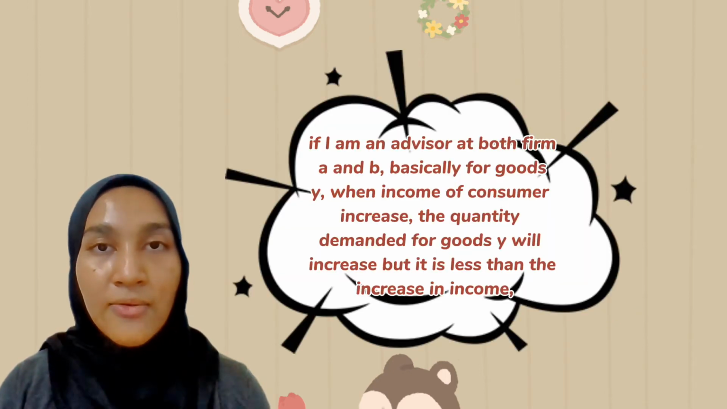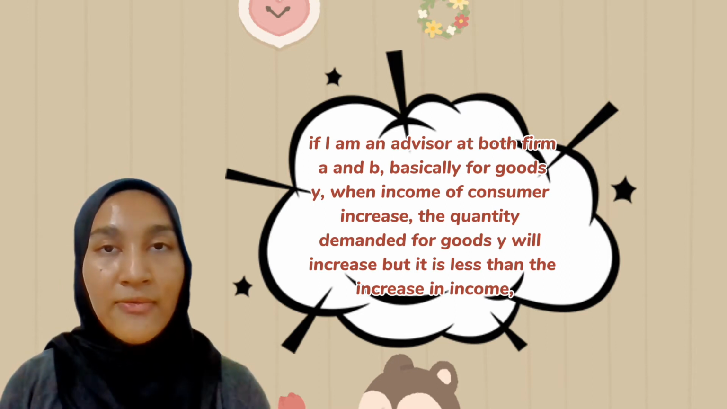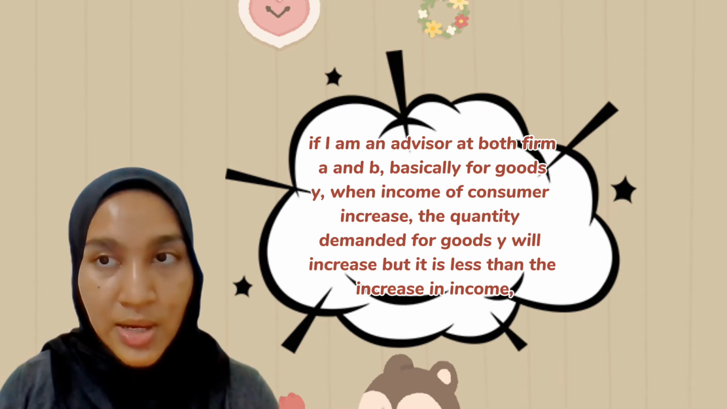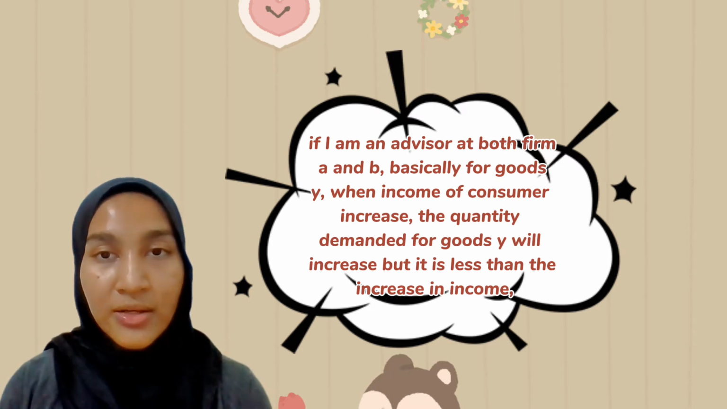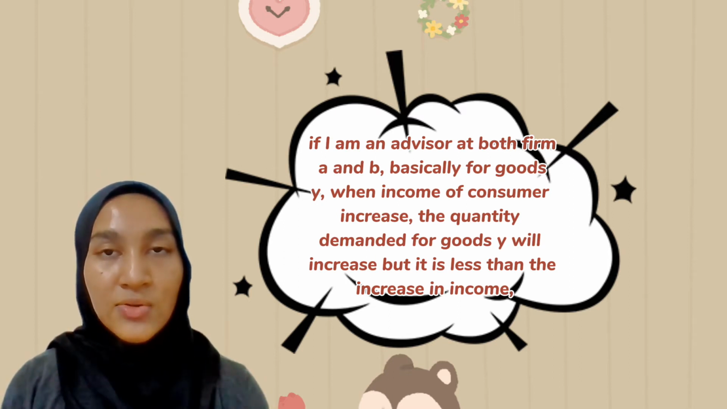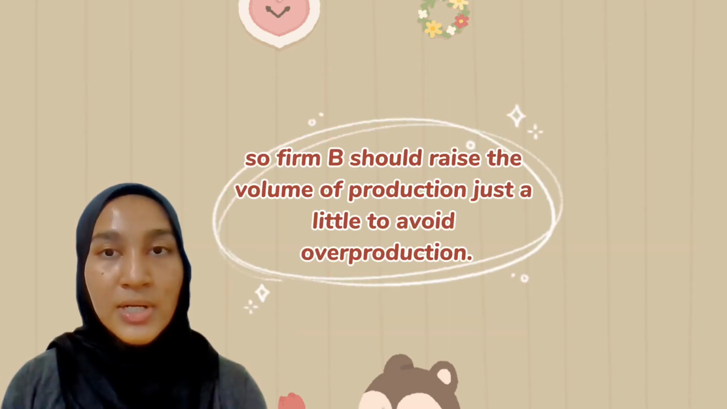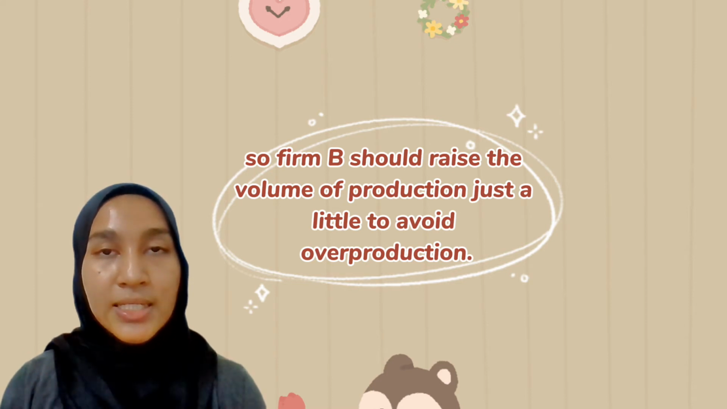For the next question, if I am an advisor at both firm A and firm B, basically for goods Y, when income of consumers increases, the quantity demanded for goods Y will increase, but it is less than the increase in income. So firm B should raise the volume of production just a little to avoid overproduction.